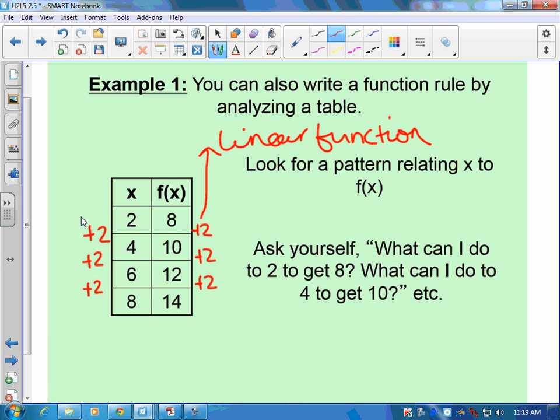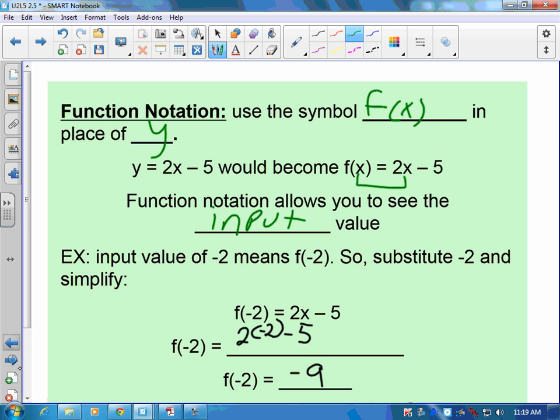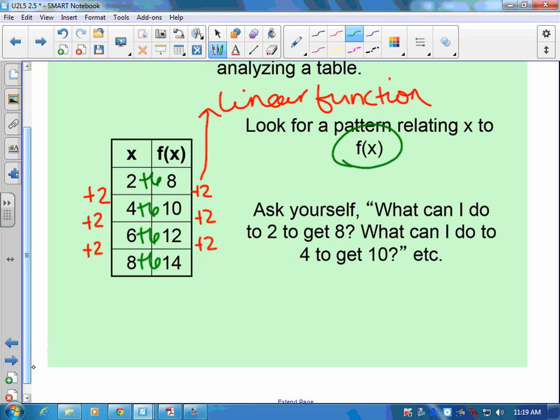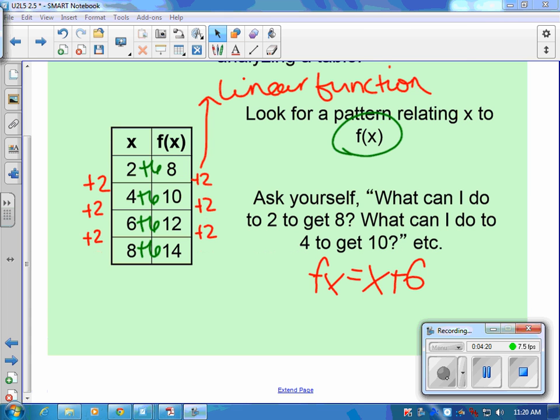What other patterns do I notice in this table? What am I doing to the x value to get to my y value? Seth? I'm adding 6 every time. 2 plus 6 is 8. 4 plus 6 is 10, and so on. So this pattern is going to help me actually write my function. And I want to make sure that I am writing my function using those correct terms, like we talked about in this slide here. So I want to take this pattern, and I want to write, what do we think?